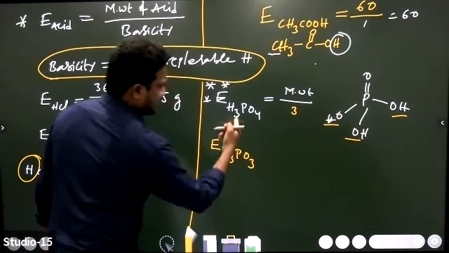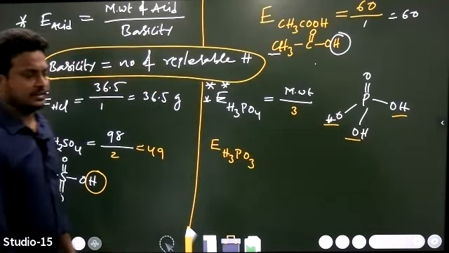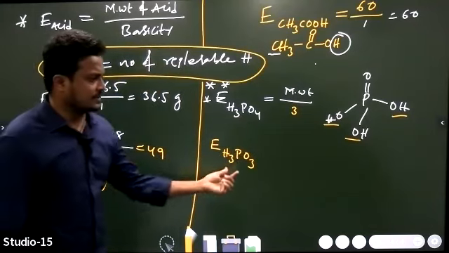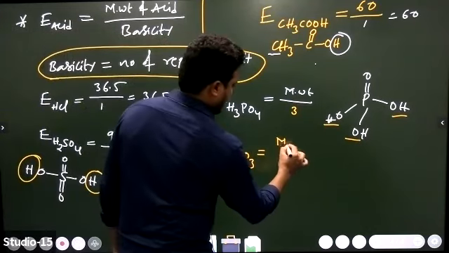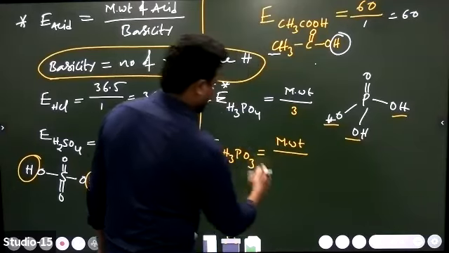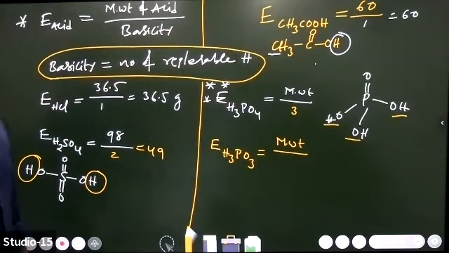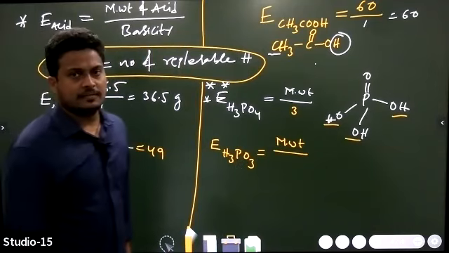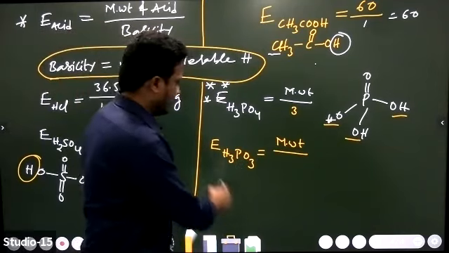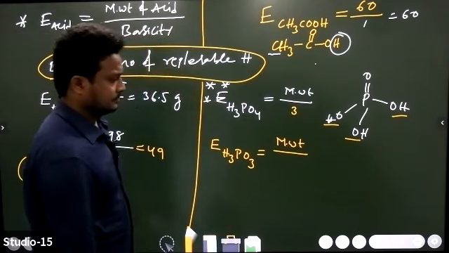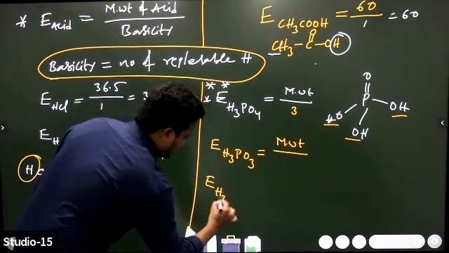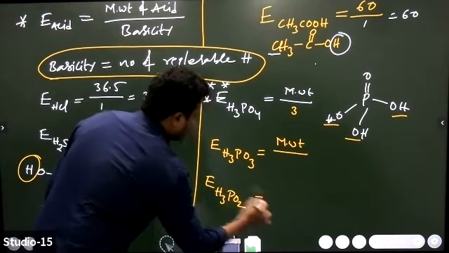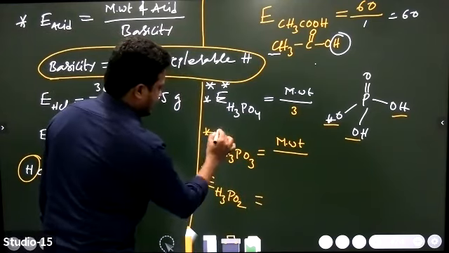Next one, calculate the equivalent weight of H3PO3, called phosphorus acid. Again, molecular weight by the basicity of phosphorus acid. How many hydrogens are replaceable? Next one, hypophosphorus acid, that is H3PO2. All these three are previous year NEET questions.